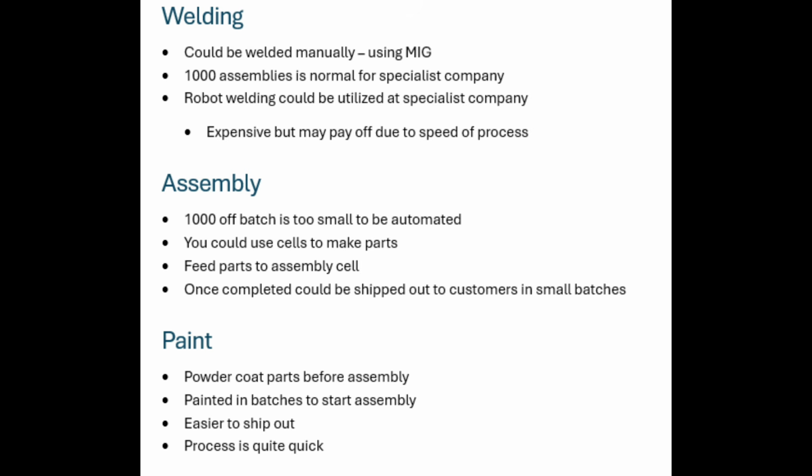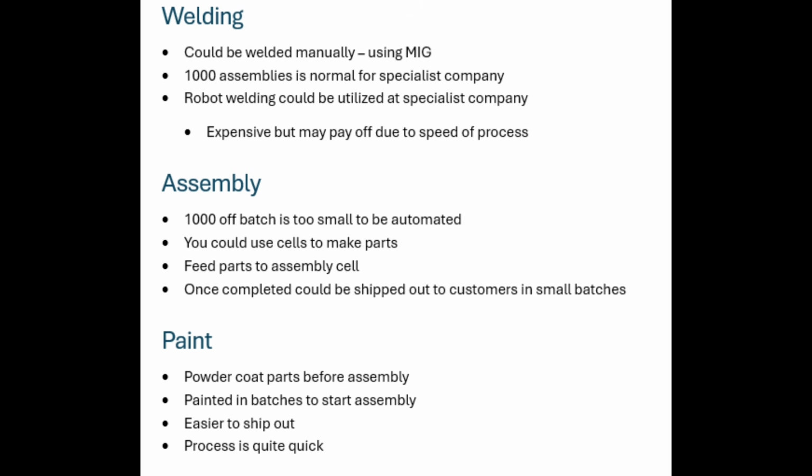Now, coming down to the assembly, the 1,000 off batch is far too small to be fully automated. So you would use cells to make these parts. After being cut, you feed the parts into the assembly cell. Once they've completed, the parts from that cell are moved on to the next section. It might be where it needs to be powder coated, spray painted, whatever you choose to finish it off with. If you do it in cells, as you finish the parts, they can go out to your suppliers or your customers.